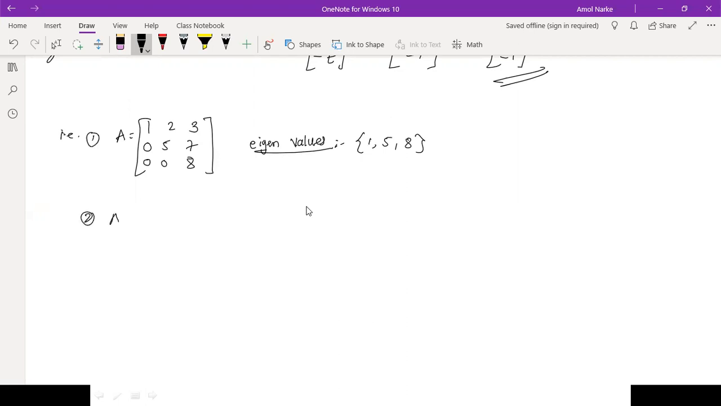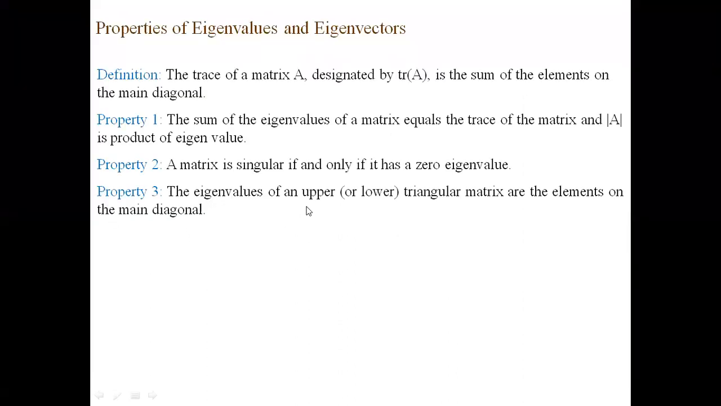Suppose I have another matrix A, which is 1, 0, 0, 2, 3, 0, 4, 5, 6. What are my eigenvalues here? 1, 3, 6 are the eigenvalues, directly. Okay. So this is what we have as property three.